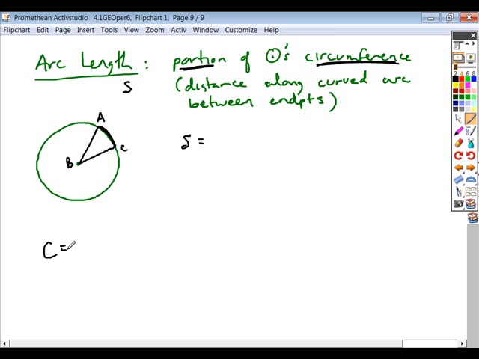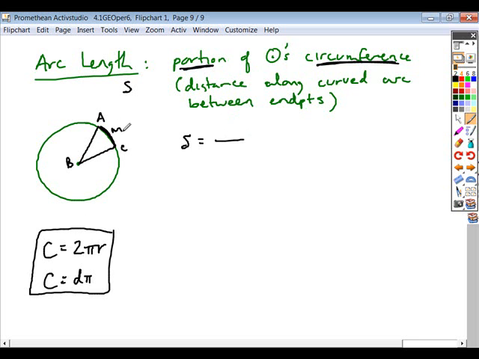The circumference of a circle is given by what formula? Josh? 2 pi r. So one of them is 2 pi r, and we could also use pi d. So these are your two equations for circumference. So when you're dealing with the arc length, which is this lowercase s, it's some portion of a circle's circumference. Well, let's figure out what portion that is.